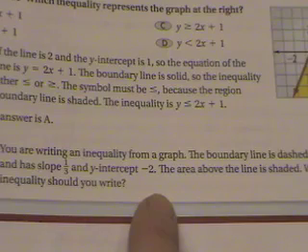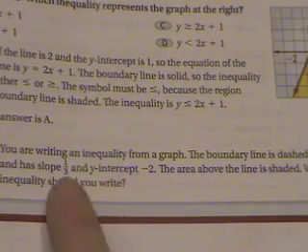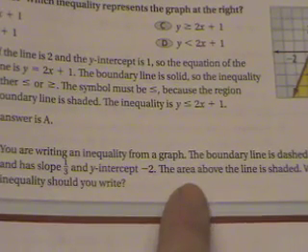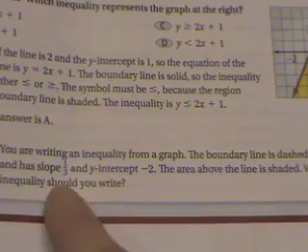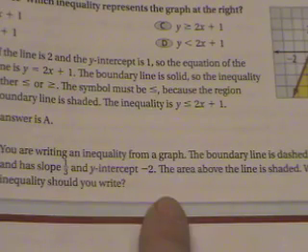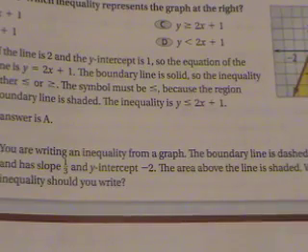Well, it's going to be in slope-intercept form. It's going to be y something 1/3 x minus 2. The area above the line is shaded, so that tells you that y is greater than 1/3 x minus 2. And I don't want to spend any more time worrying about that because this is not a big deal. I'd rather you understand the other material.